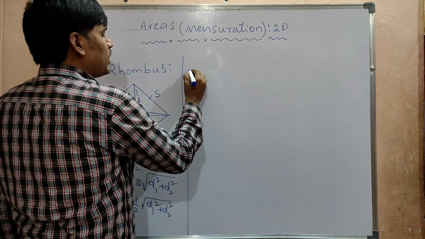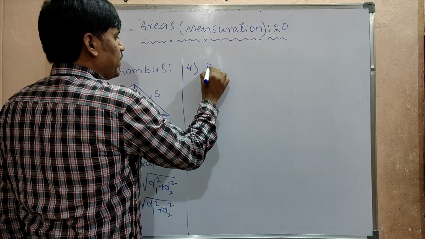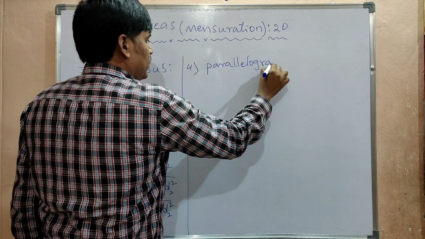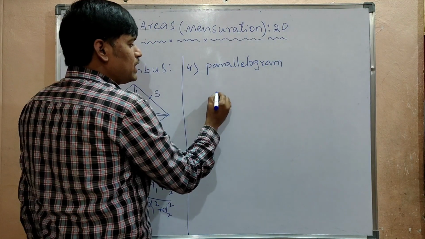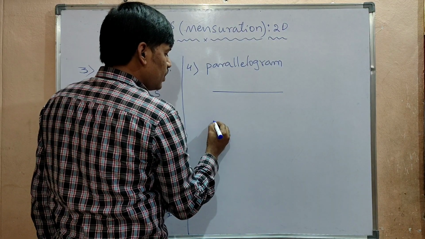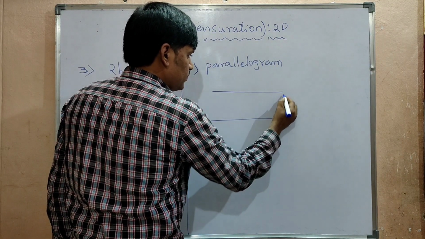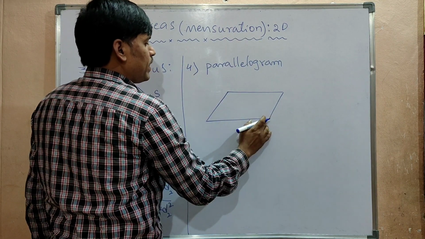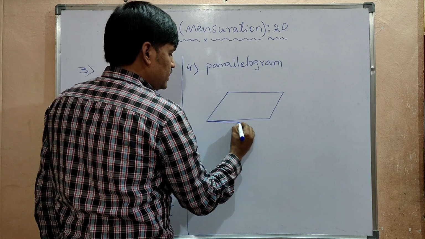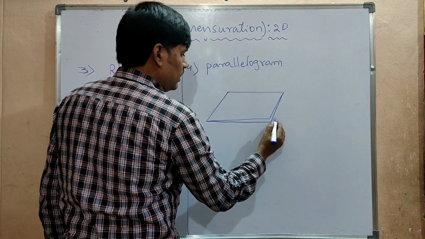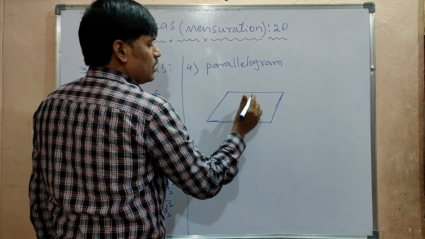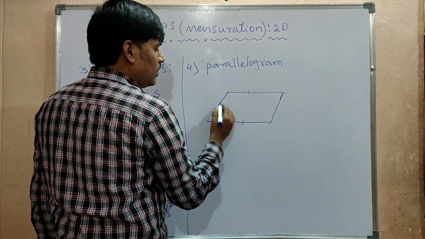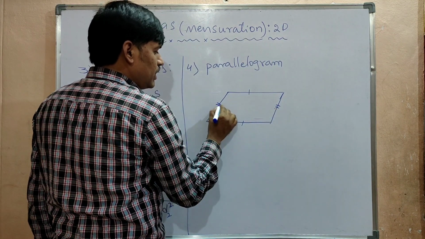parallelogram. Your fourth one is parallelogram. In this parallelogram, you take the opposite lengths, which means these lengths are equal to each other, and these lengths are equal to each other.